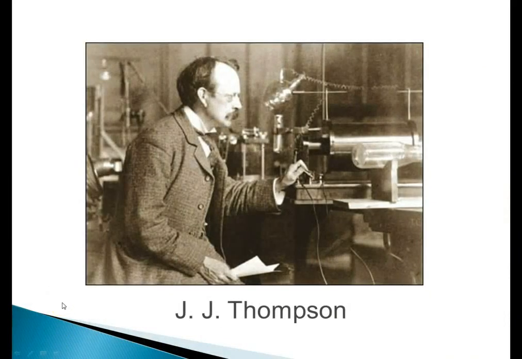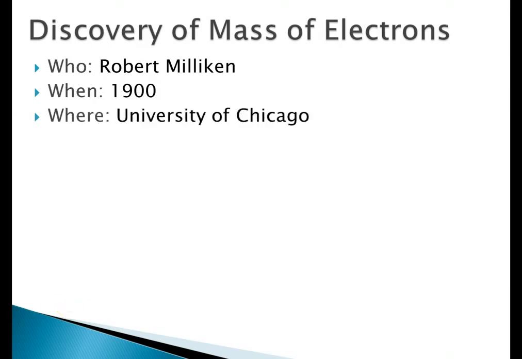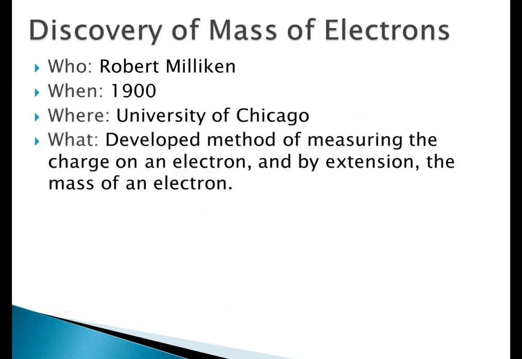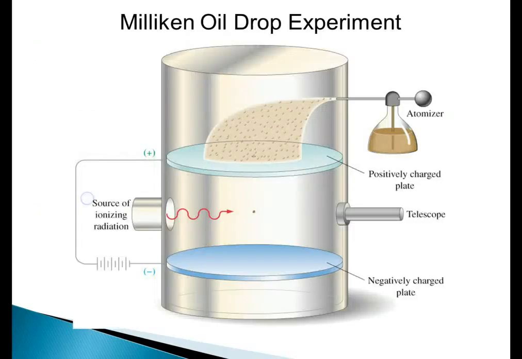J.J. Thomson. Discovery of the mass of electrons. This is fascinating. Done by Robert Millikan, 1900s, at the University of Chicago. He developed the method of measuring the charge of an electron, actually in electron volts, and by extension the mass of the electron. Due to the close relationship between magnetism and electricity, it was deduced electrons must have a measurable charge. Okay, the Millikan oil drop experiment.